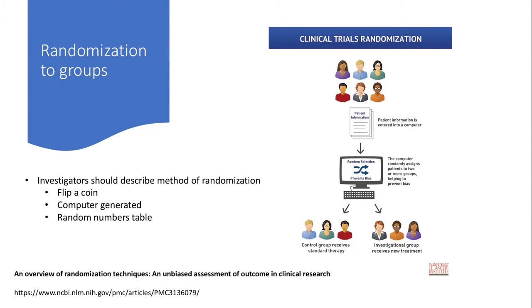And randomization is a cornerstone of randomized controlled trials or even clinical trials. And there's a number of ways that you can actually randomize patients to groups. It's important when you read an article. Many times the investigators in the methods section will discuss the method of randomization. Sometimes it's a flip of a coin, maybe it's computer generated, or even a random numbers table. And a good manuscript will actually be very specific in how they did that.